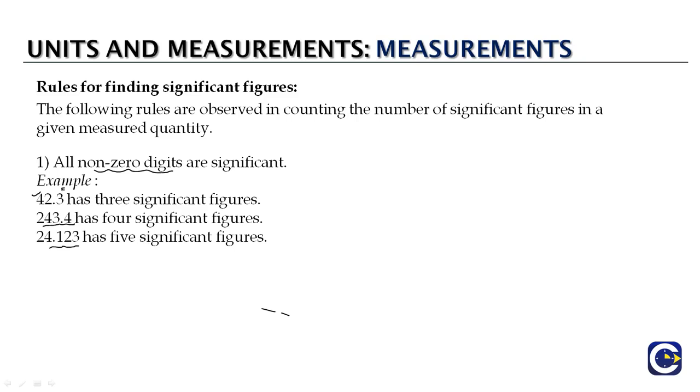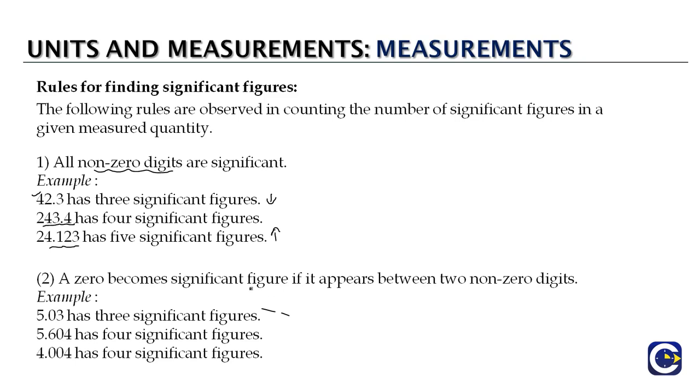And here we can see with these three examples that the confidence level in this 24.123 will be higher, and the confidence level in this 42.3 measurement will be the least. So this is the first rule of finding the significant figures, where in any given measured value all the non-zero digits will be considered as significant.